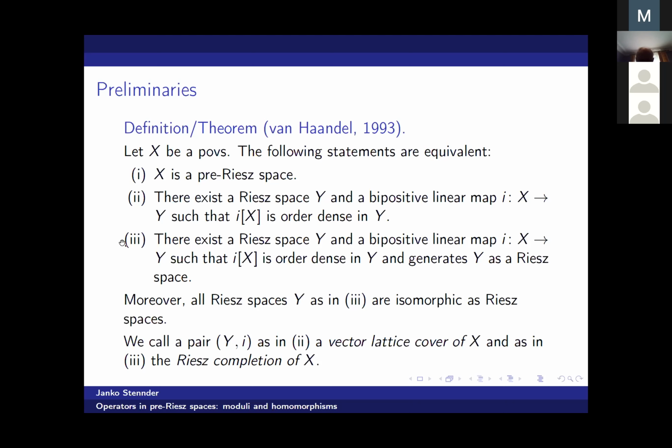All those Riesz spaces where X can be order densely embedded and where the Riesz space is generated by the image are always isomorphic, and they are called the Riesz completion of X. And every Riesz space where the image is just order dense will be called a vector lattice cover of X.